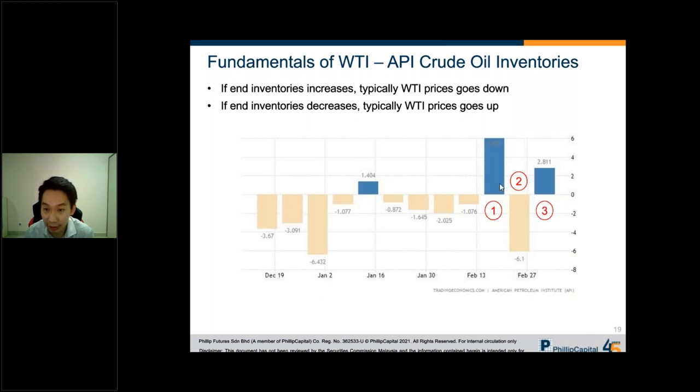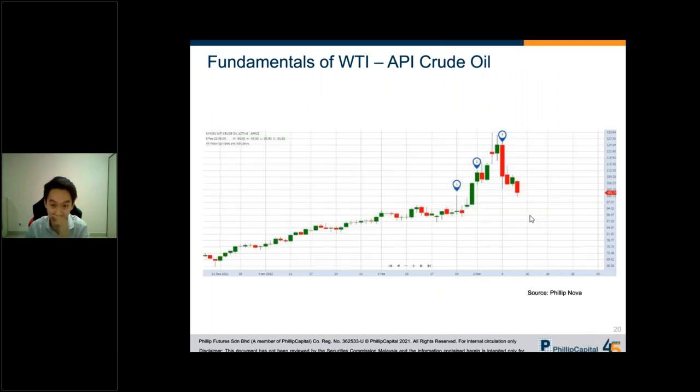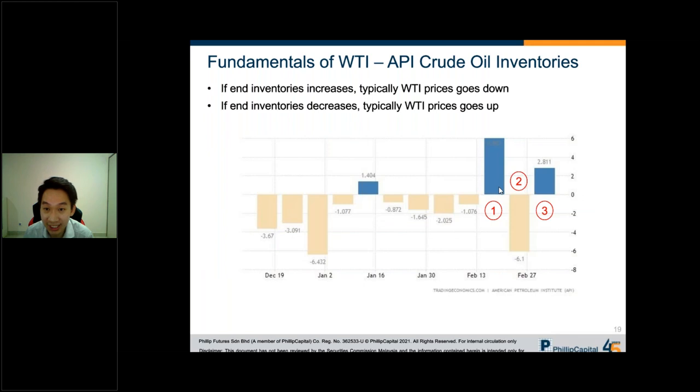Okay, so I would like to show you, based on the last three announcements of the API, how the prices have changed. Okay, so based on last week will be number three, then 2 weeks ago will be number two, and 3 weeks ago will be number one. Okay, so 1, 2, 3, just remember this. Then on the next slide, I'll show you the event. Okay, so for number one, we see there's a build up in inventory.